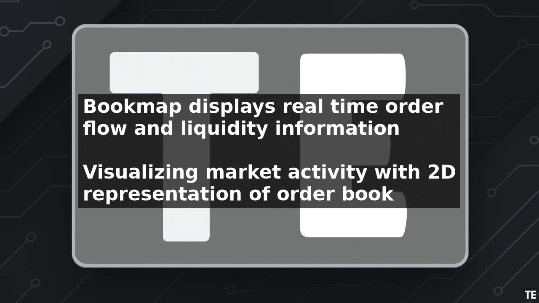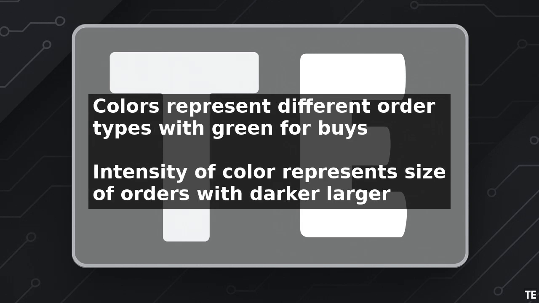The colors on the Bookmap represent different types of orders, with green indicating buy orders and red indicating sell orders. The intensity of the color represents the size of the orders, with darker colors indicating larger orders. You can adjust the settings of the Bookmap to suit your trading style, such as changing the color scheme or adjusting the sensitivity of the order flow.